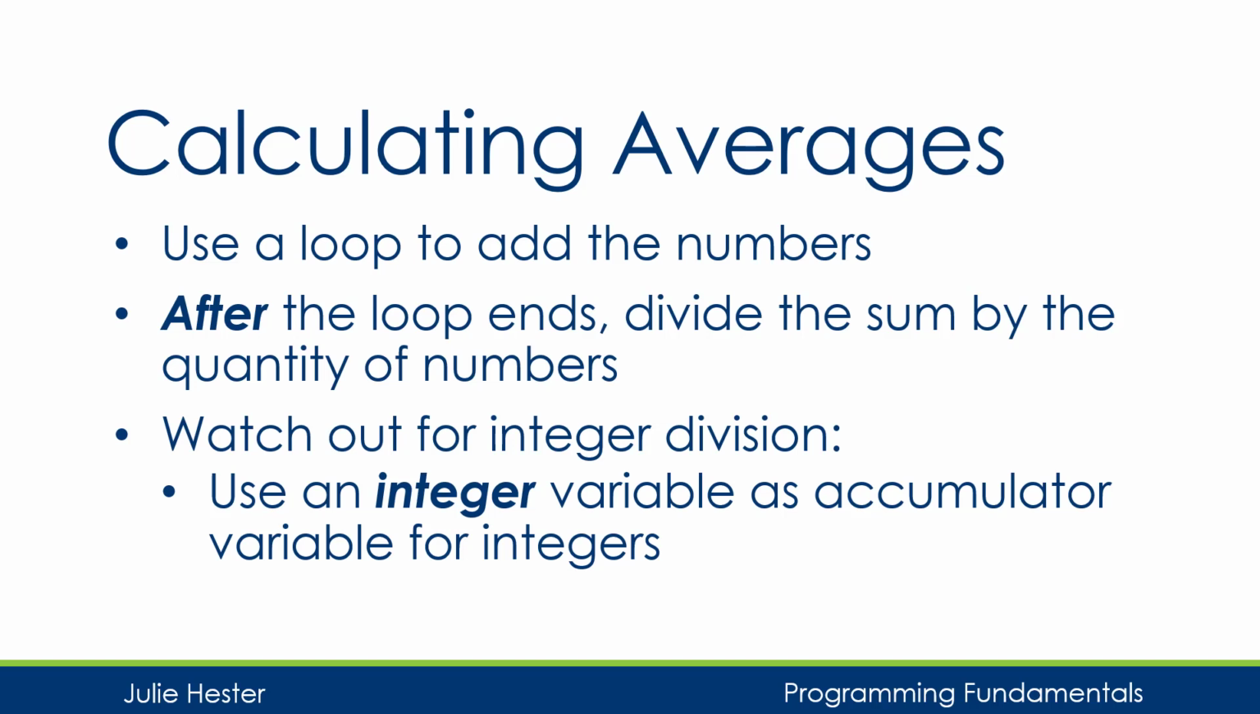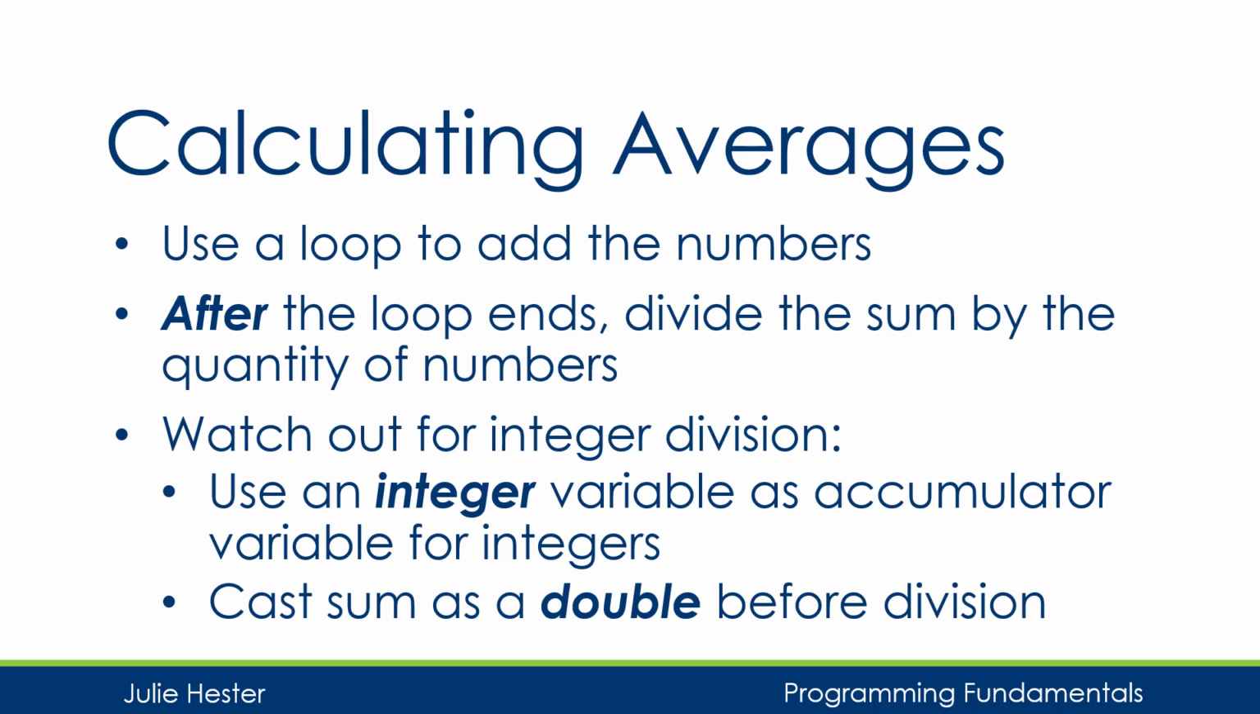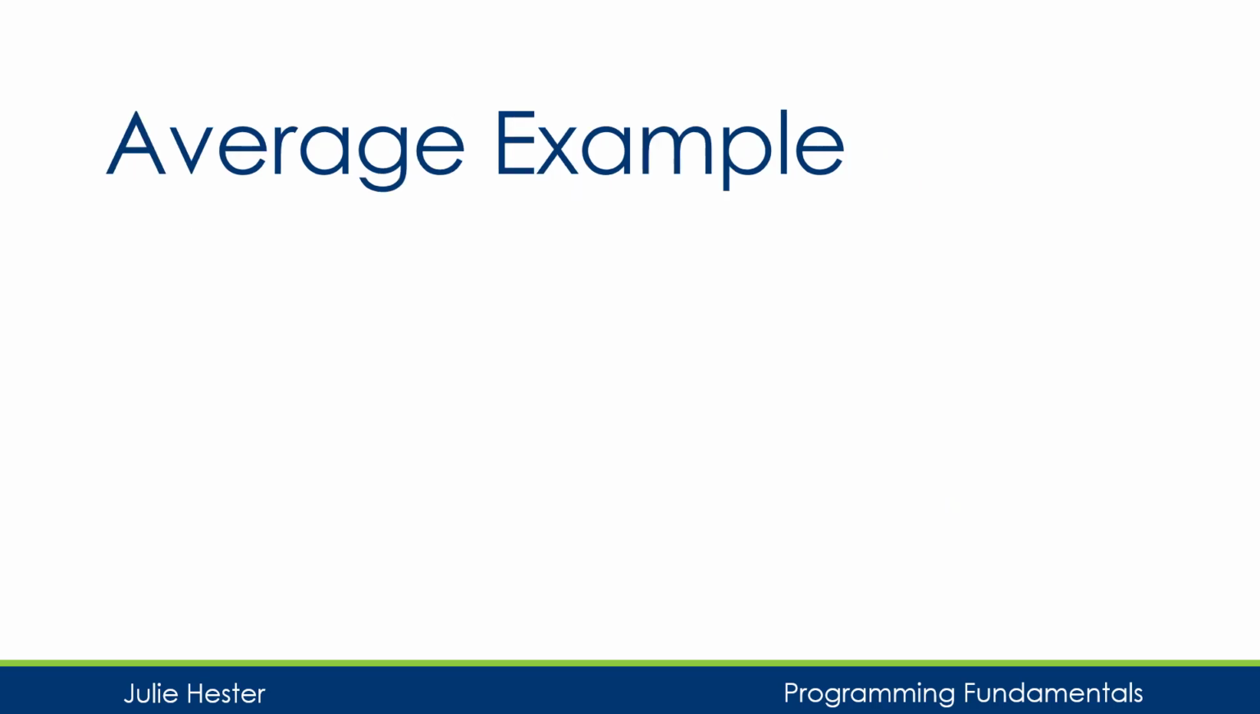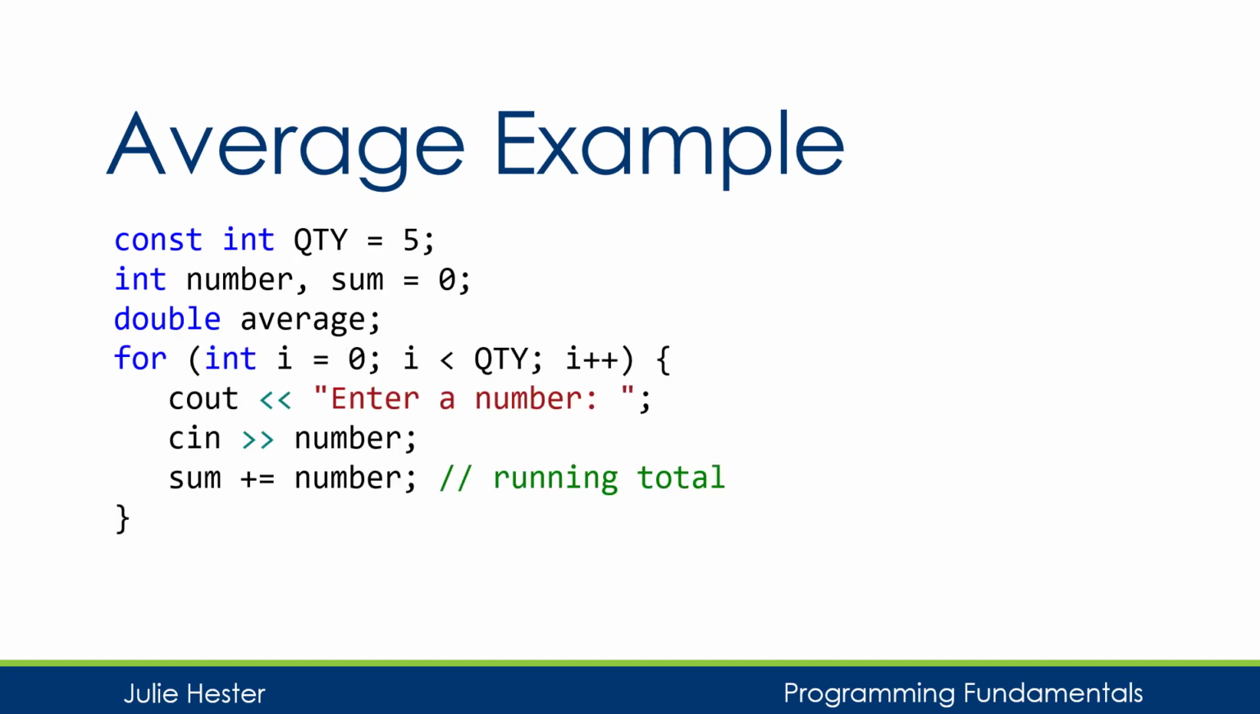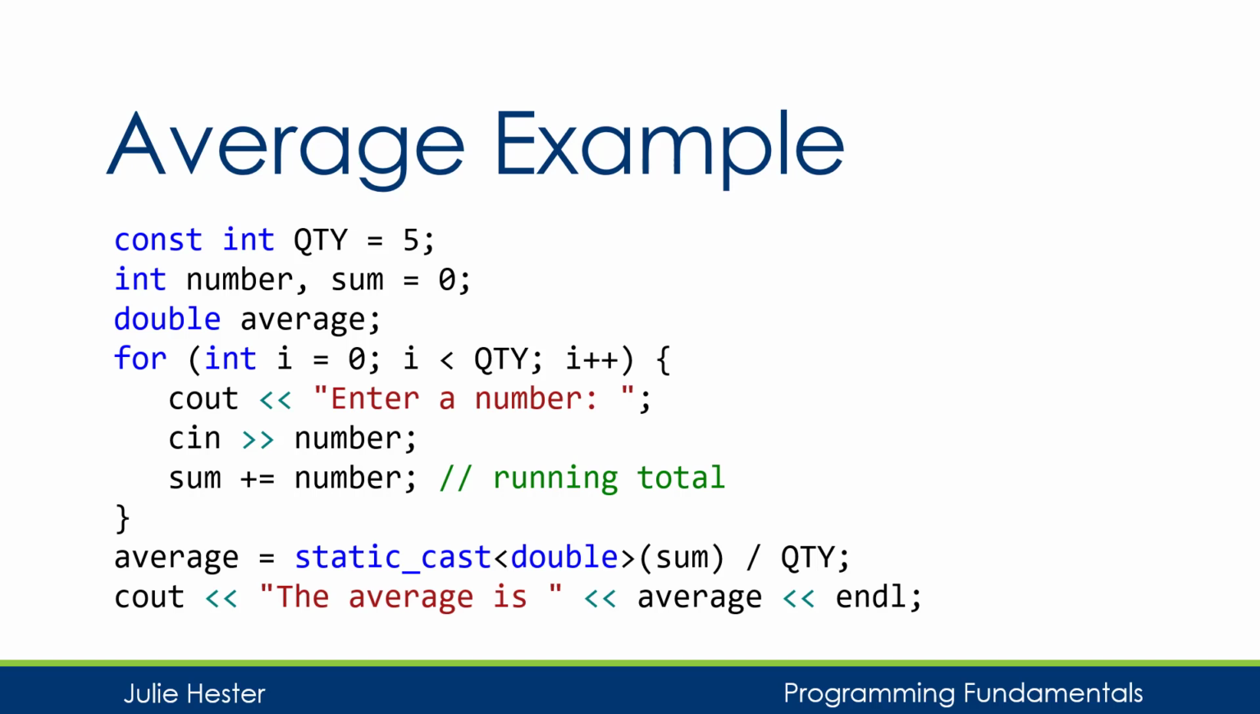And so instead, what I'm going to need to do is cast one of my numbers, for example, the sum, as a double before I execute the division. So if you can't remember what that looks like, you can see that here in this example, where again, those are the variables I've been working with, except I've added variable average. There's the for loop where we got the numbers and we got the running total.